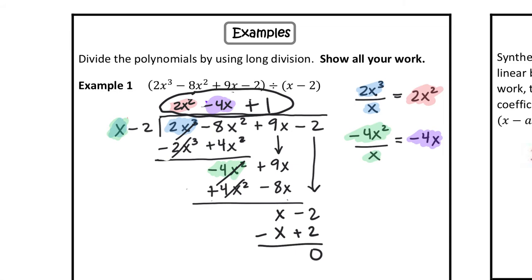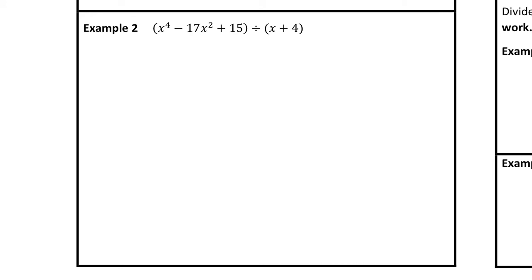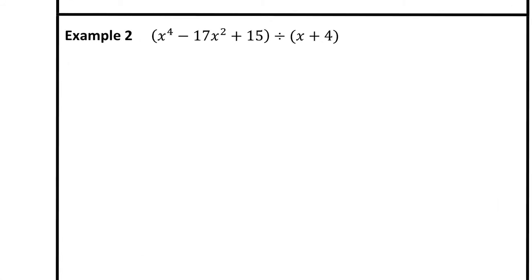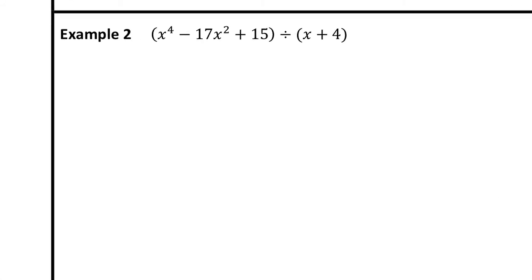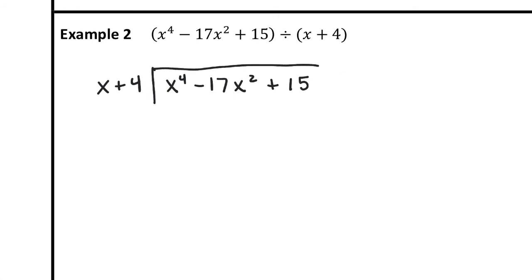So let's try another one. Example 2. So I'm going to rewrite it. It's going to be, zoom in, x plus 4, x to the 4th minus 17x squared plus 15. Okay, so we're going to divide x with x to the 4th. X to the 4th divided by x is x to the 3rd. So then we're going to multiply this out.